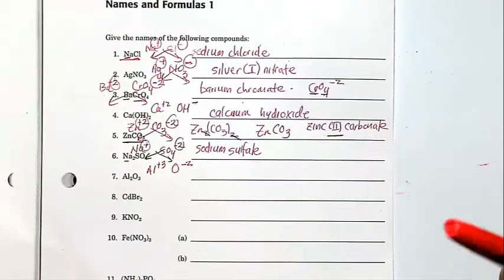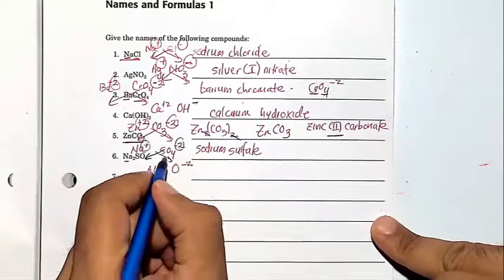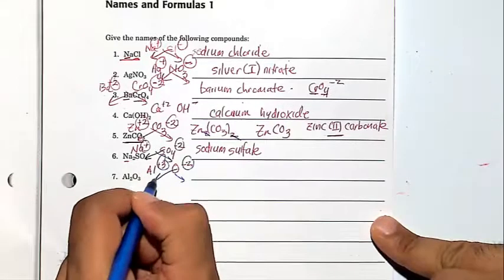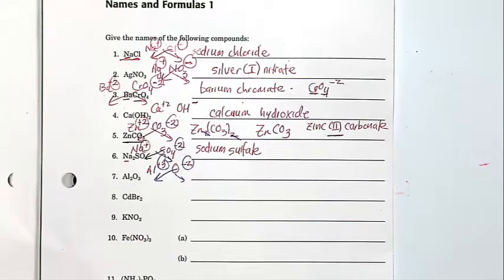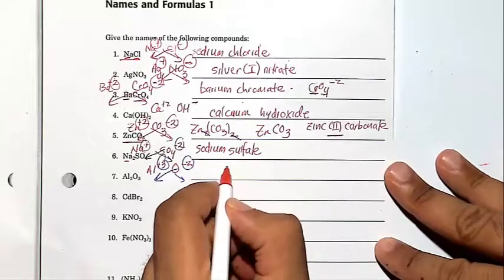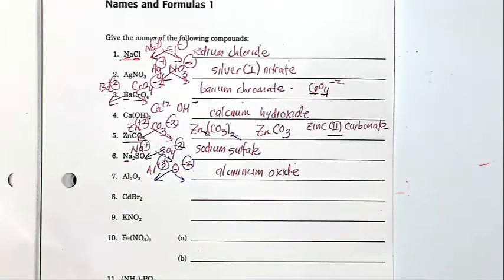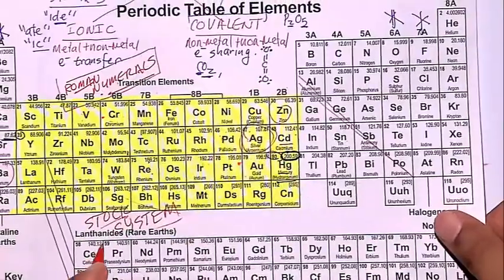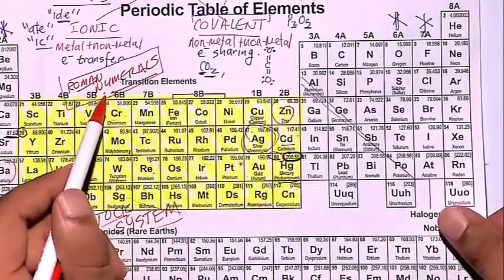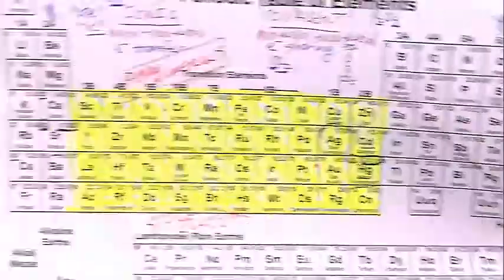This is Al, likes to be +3. Oxide ion is -2. This is an ionic compound. You don't need Roman numerals because nothing is in our transition metal block. This is called aluminum oxide. E is cadmium. It's a transition metal. So you're going to have to figure out the charge of that cadmium and articulate it using a Roman numeral.